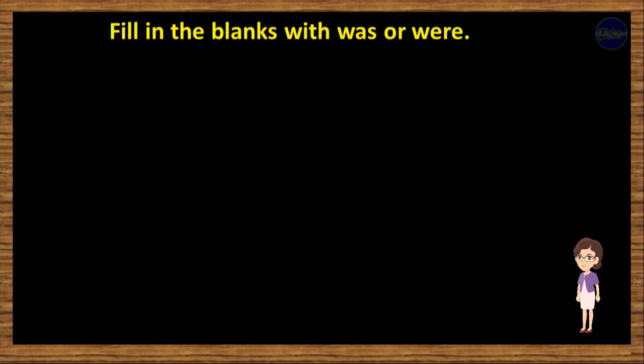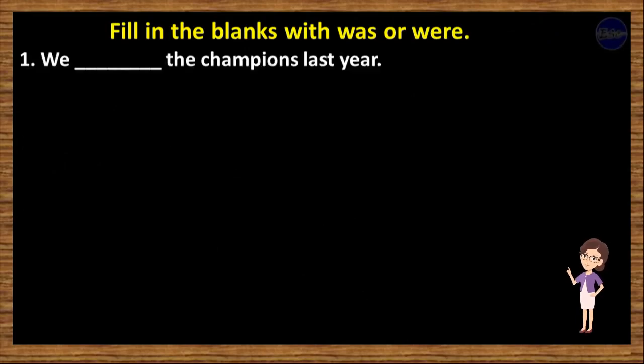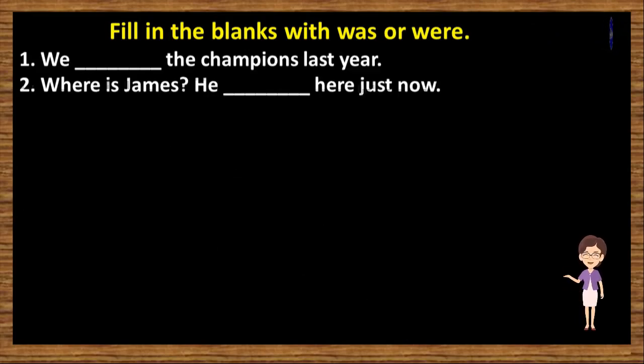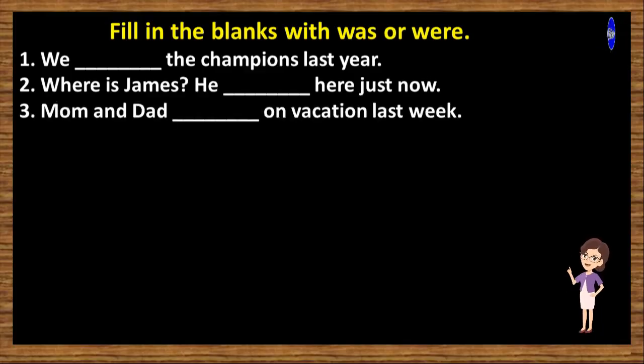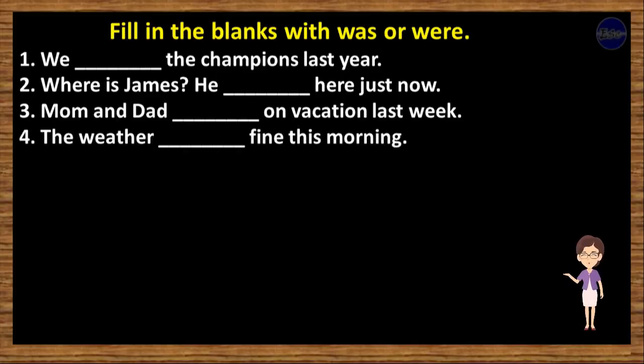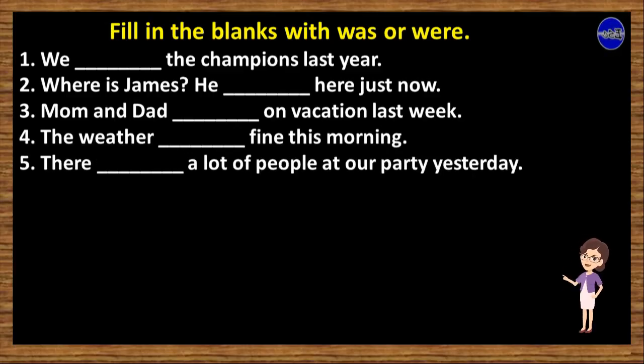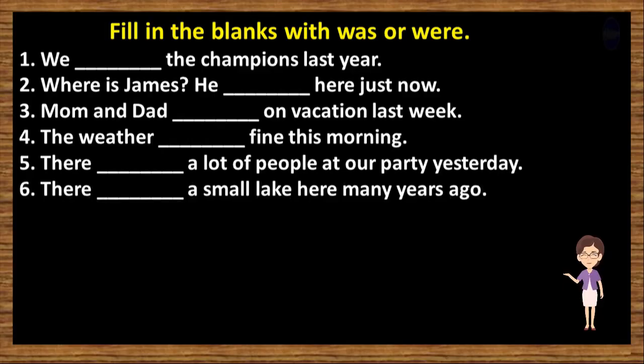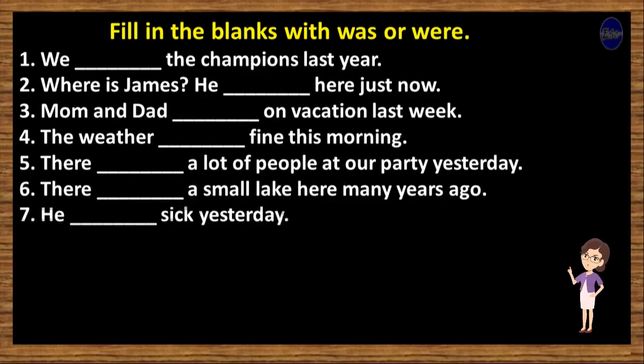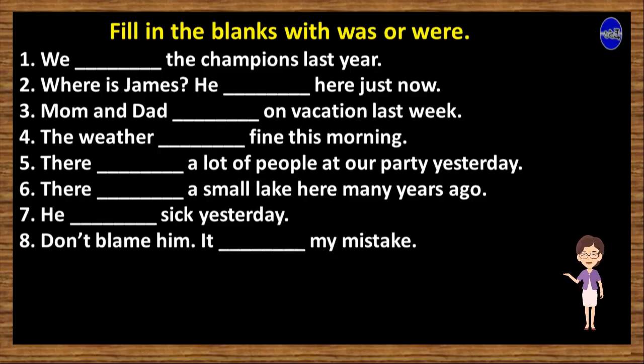Fill in the blanks with was or were. 1. Blank the champions last year. 2. Where's James? He blank here just now. 3. Mom and dad blank on vacation last week. 4. The weather blank fine this morning. 5. There blank a lot of people at our party yesterday. 6. There blank a small lake here many years ago. 7. He blank sick yesterday. 8. Don't blame him. It blank my mistake.